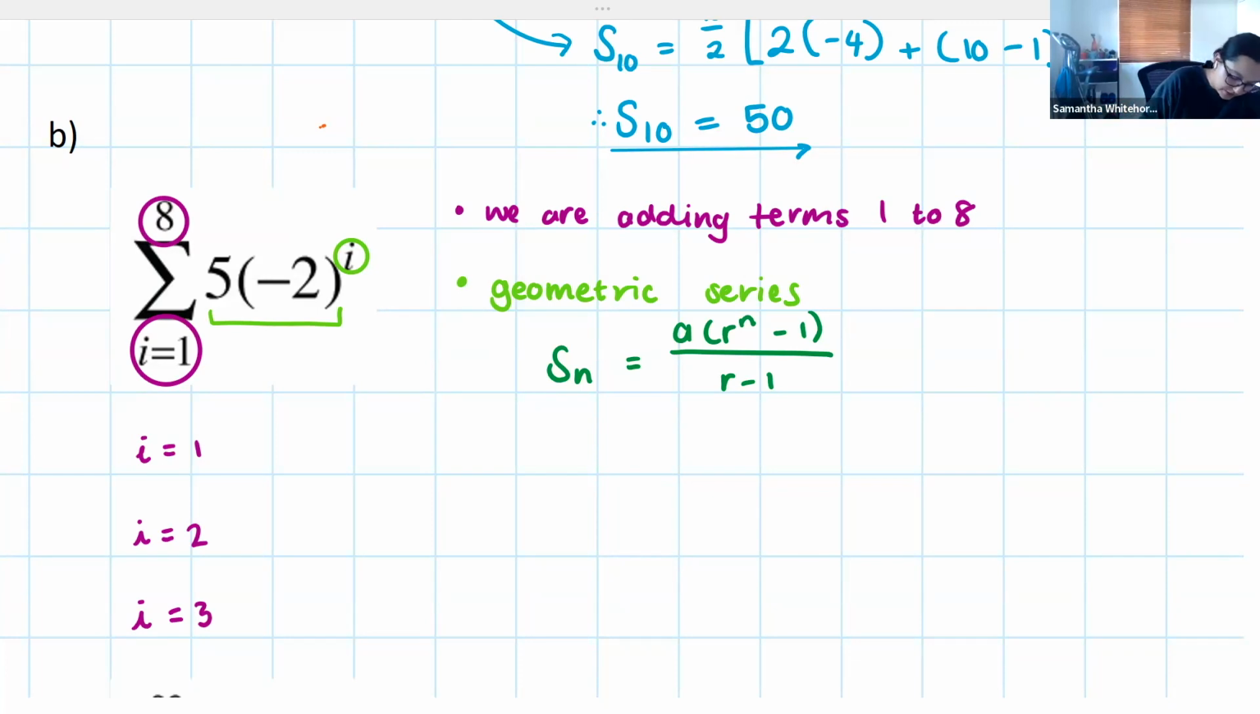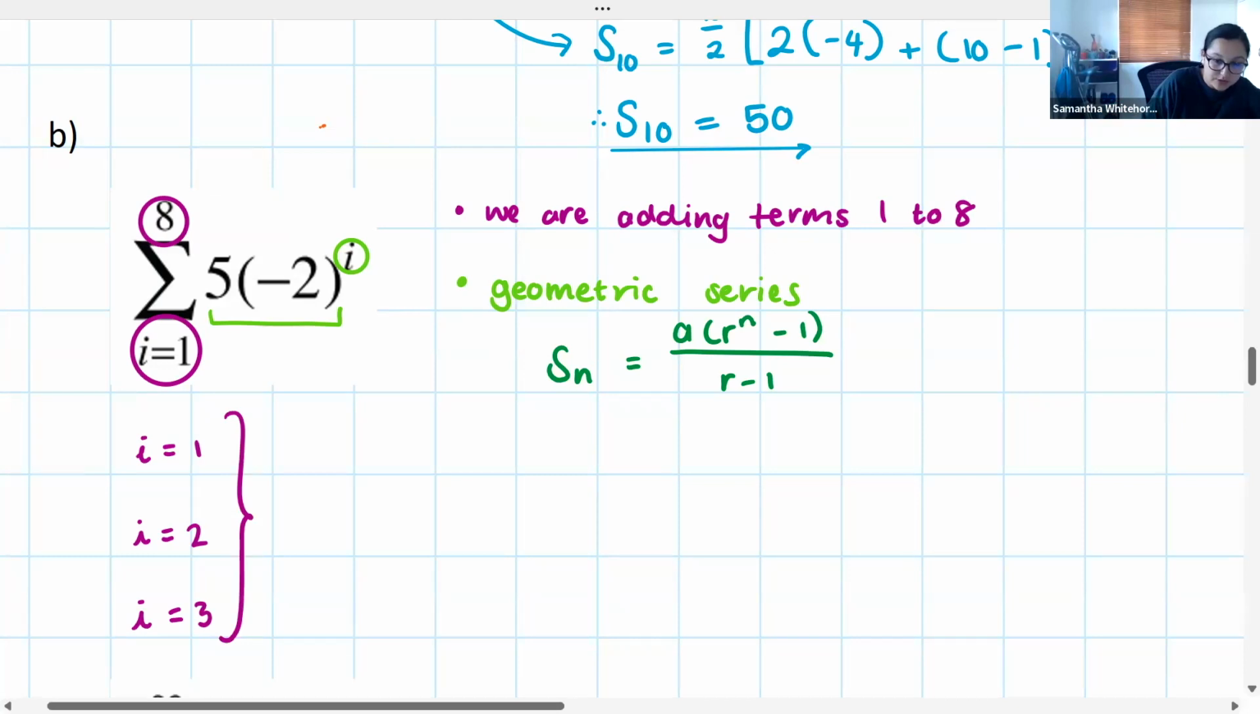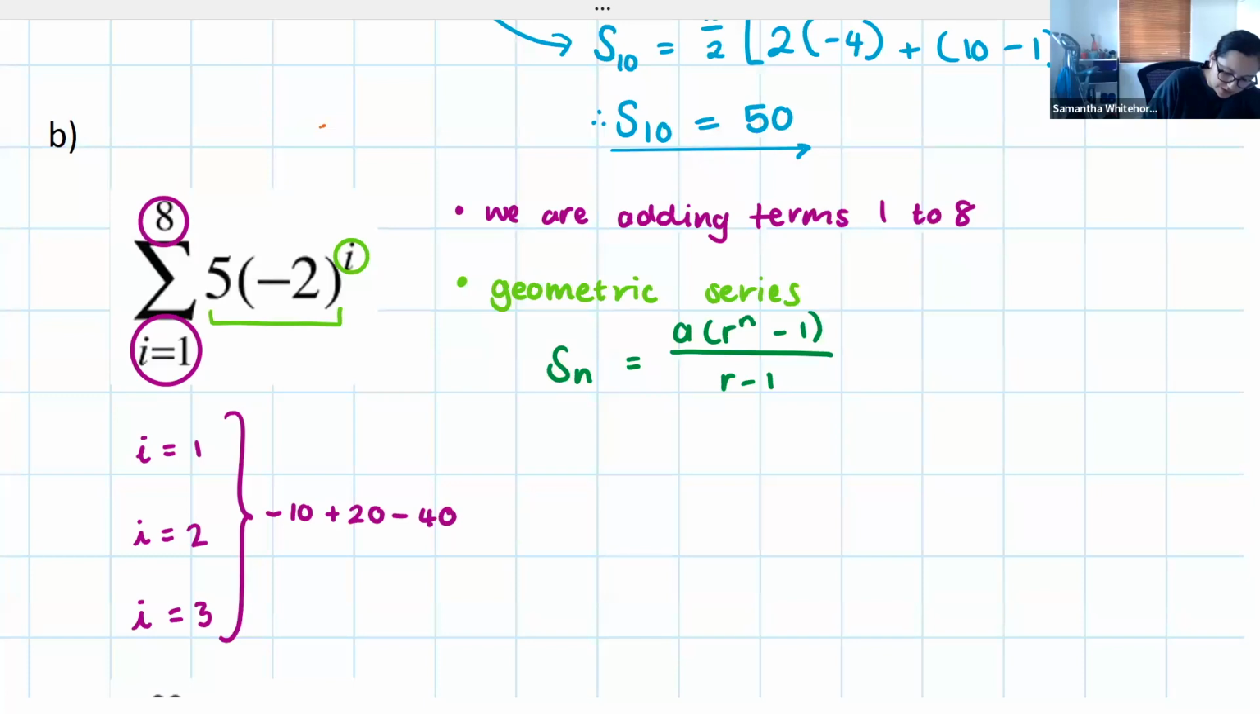Okay, guys. So once you substitute in, your first three terms are -10, +20, -40, and so you would keep going. Right, so we do actually know what our R value is because we can see it in the formula. Remember, this is A times R to the power n minus 1. So this is my R value, this is my A value. Now, obviously, the A value doesn't match up with what we've been given, but there's a lot of simplification that's happened. As you can see, the exponent isn't an I minus 1. So there is some simplification that's happened. So we don't need to stress that it doesn't match up.